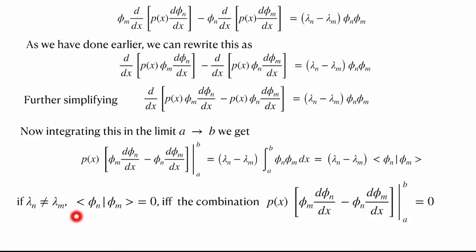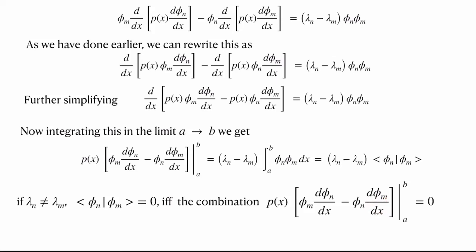is not equal to lambda m, phi n dot phi m is orthogonal if and only if the Sturm-Liouville boundary condition is satisfied, and the Sturm-Liouville boundary condition is that p of x into phi m into d phi n by dx minus phi n into d phi m by dx equals 0 when evaluated on the boundary.